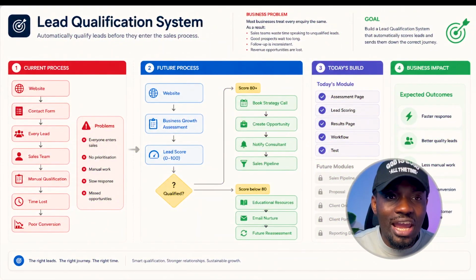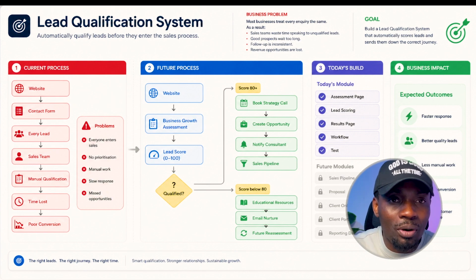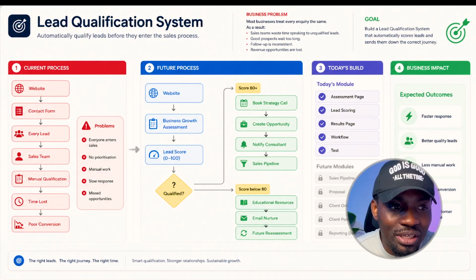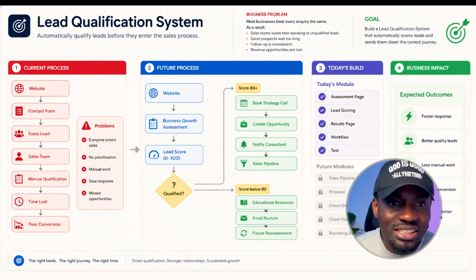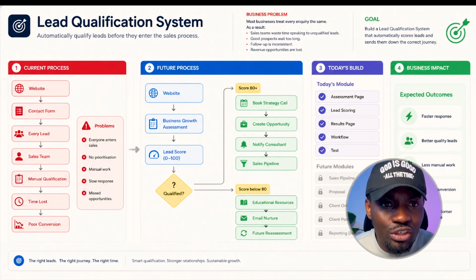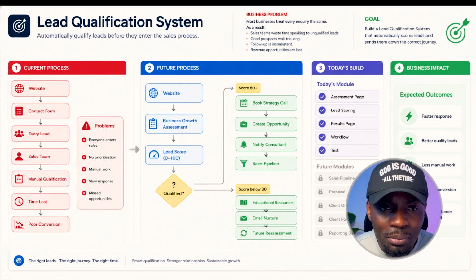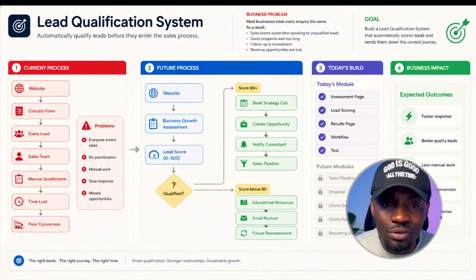Like you know, for every business, getting bad leads is one of the biggest problems business owners face. And how we are going to solve that is simply by building a lead qualification system. And this is what the typical business looks like. On your website, people have a contact form. Every lead becomes the problem of the sales team. They're scrambling over leads. They're doing manual qualification processes. And this would take time. And at the end of the day, it will lead to poor conversion.